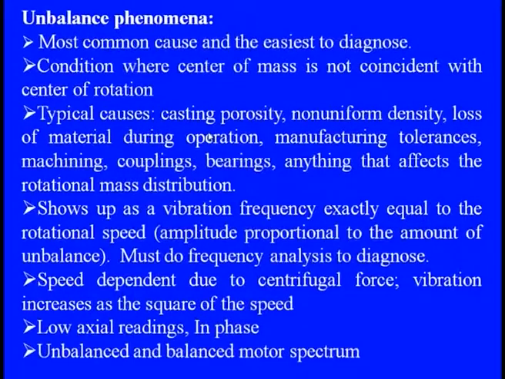And this unbalance phenomenon can show up in any vibratory signature, and it comes at the rotational speed, with an amplitude proportional to the amount of unbalance. Generally we denote these as 1x, 2x, 3x. And when we find these x type frequencies, 1x and its multiples, that means there is an unbalance in the rotating element.